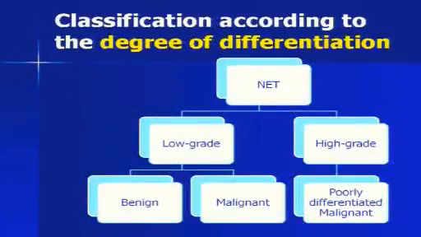And finally, the degree of differentiation is the last classification, and there you can say they are low grade or high grade. Most neuroendocrine tumors are low grade, and note that being low grade doesn't mean that it's benign. You can have benign and malignant low grade neuroendocrine tumors.